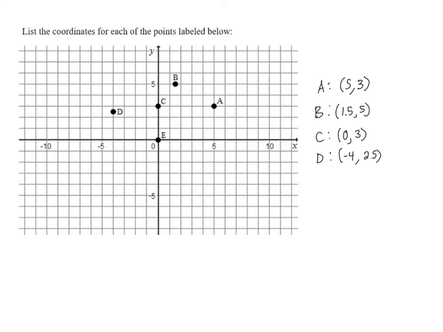Now, if we look at point E, we see that that is right at the origin, and we know that the coordinates for the origin are 0, 0. So E has coordinates 0, 0, because it's located at 0 on the x-axis and also 0 on the y-axis. So those are our coordinates.